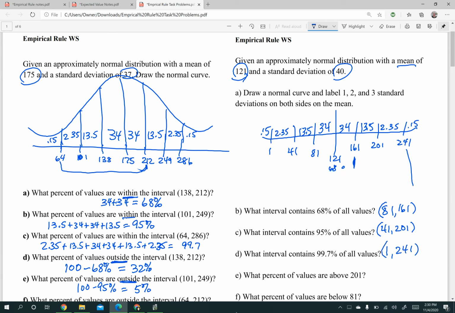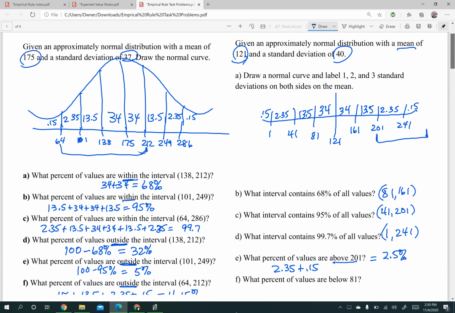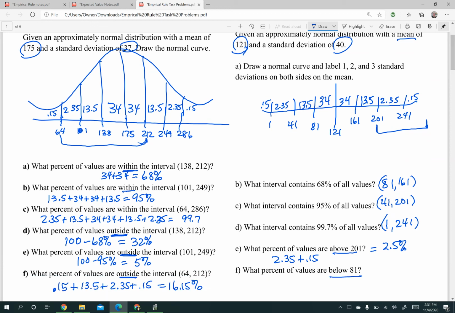Okay. Then it says what percent of values are above 201. So here's 201. I want to know what values are up here. So that's 2.35 plus 0.15. So that is 2.5%. And then it says what percent of values are below 81. So here's 81, and I want to know the numbers down here. So that's 13.5 plus 2.35 plus 0.15. So that's 16%. And so you will continue this in your task for your homework. Okay?